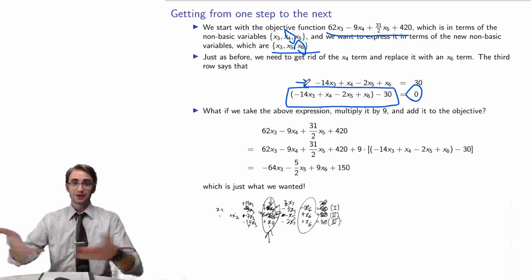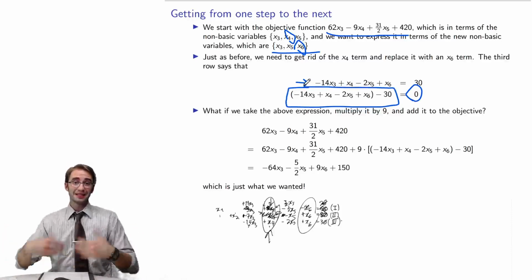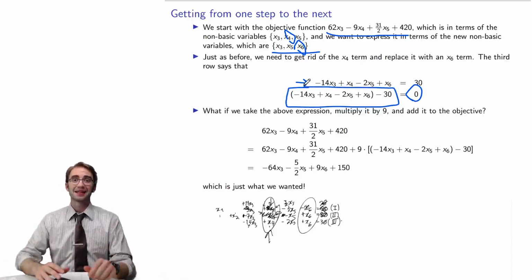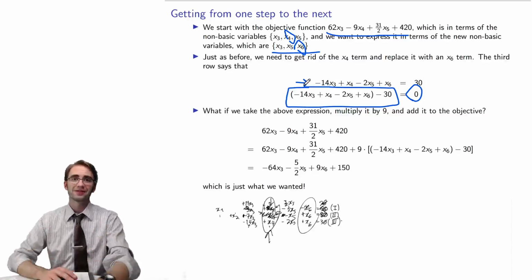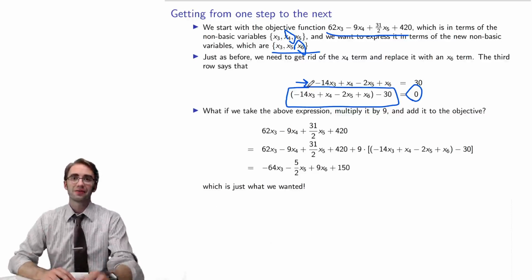It has to be equal to 0 by that constraint, which means I can add it to anything I like. If something is equal to 0, I can add it to anything, and I won't change it because it's still 0. So let's take this expression, which is equal to 0.